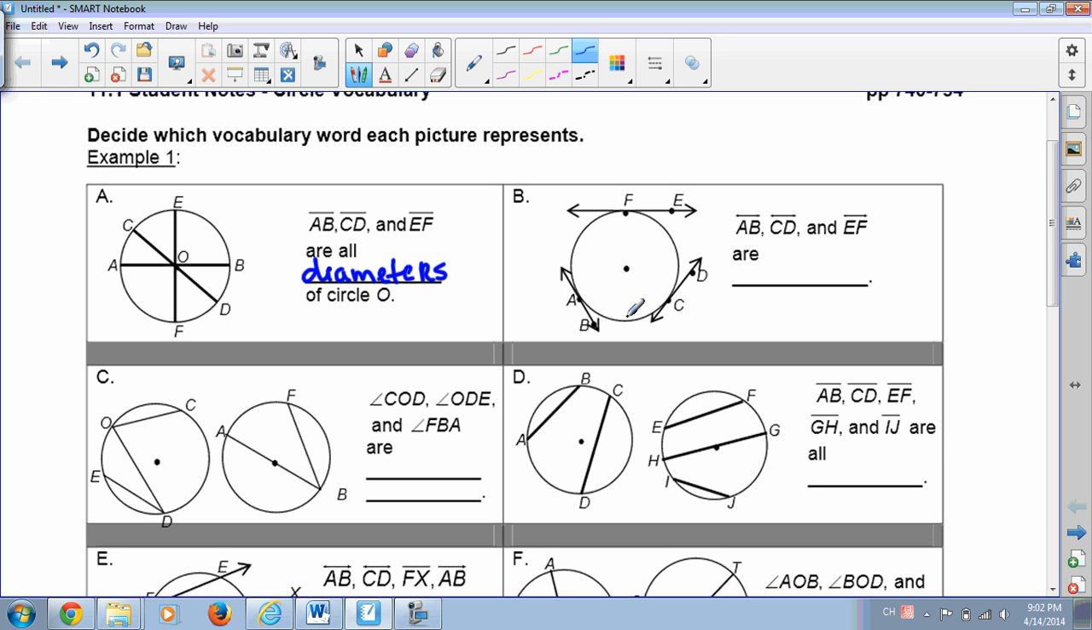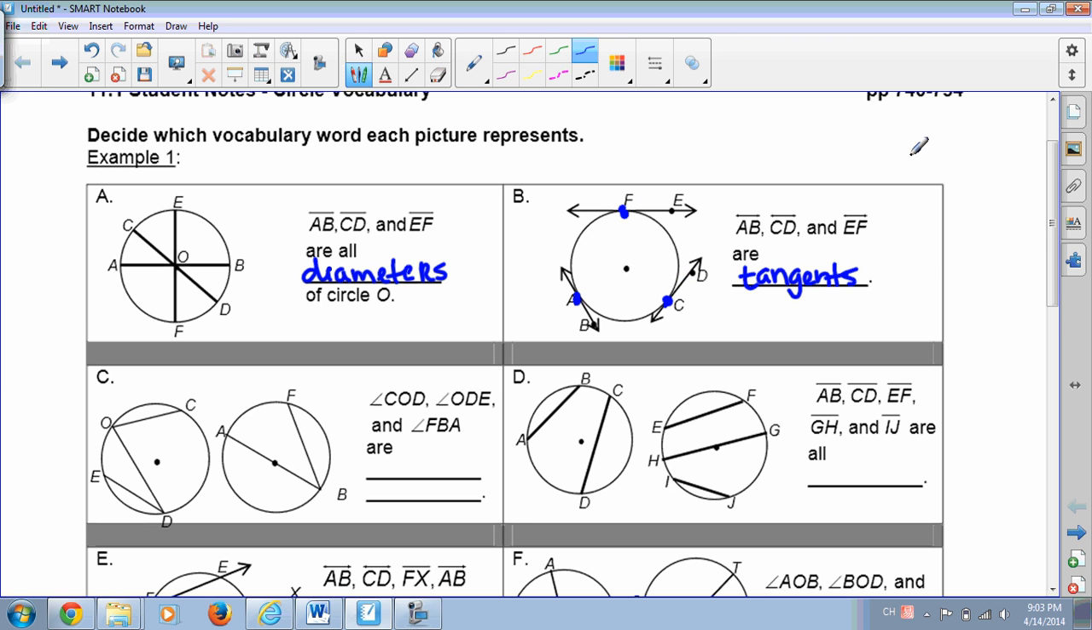Okay, B is a new word. If you notice, line AB has arrows on each end. Line CD has arrows on each end. And line EF, all are touching the circle. They do not go through the circle, they are going on the outside of the circle, but they're only touching the circle at one point. These lines are called tangents. Tangent lines run directly next to a circle and only touch the circle at one point.